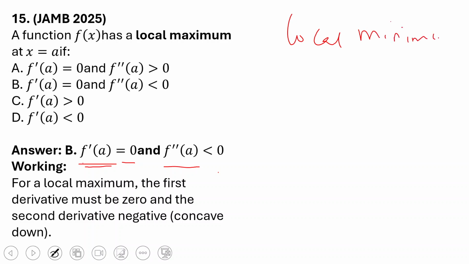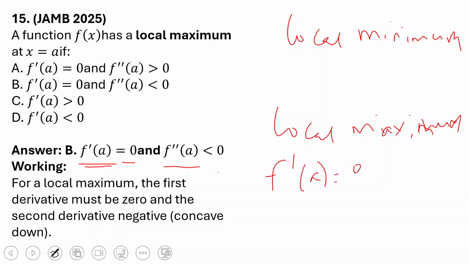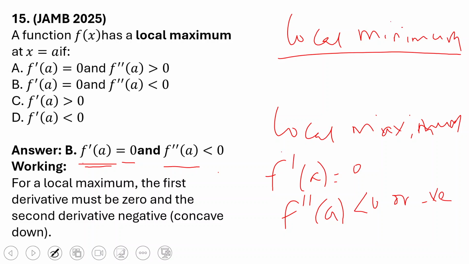Minimum, okay? And local maximum. At this point, I want to give us the notational difference, the conditions. For a local maximum, the first differential must always give us 0, and the second differential, which you put a constant inside, is less than 0, or negative. That is a maximum.